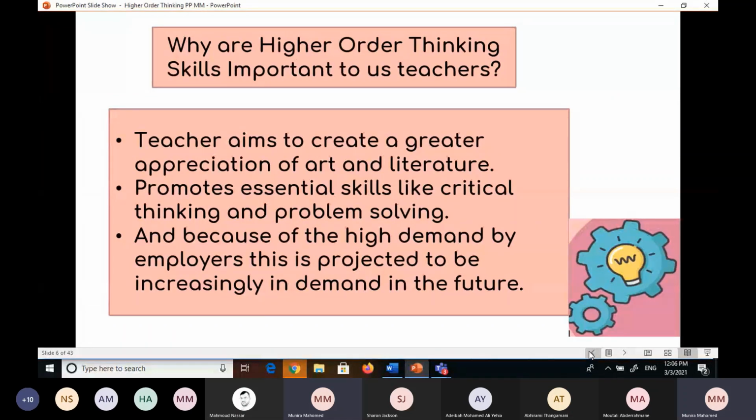Why are higher order thinking skills important to us teachers? Well, for us, we aim to create a greater appreciation of art and literature and to promote those essential skills like critical thinking and problem solving. And because of the high demand by employers, this is projected to be increasingly in demand for the future. So this is important for us to inculcate in our learning.